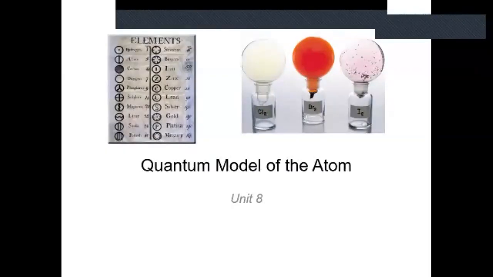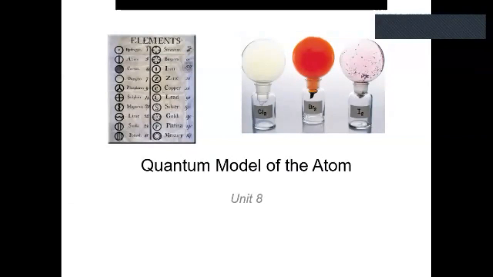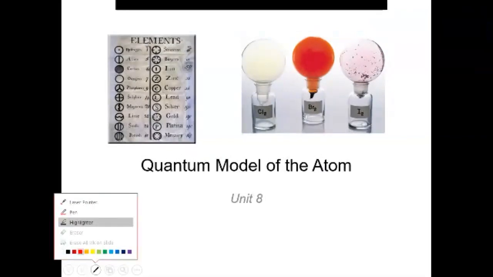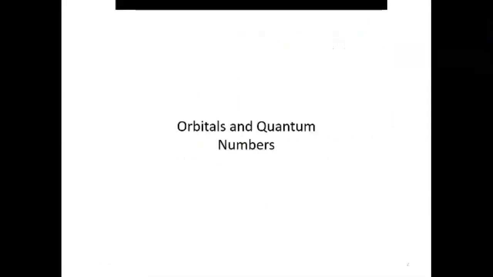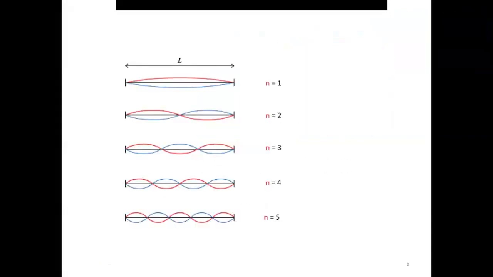Again, like I said, this is a new PowerPoint. This is chapter 8 or unit 8. And remember that we started out by saying, where are we here? I'll find my highlighter here. There you go. All right. We're going to talk about orbitals and quantum numbers.